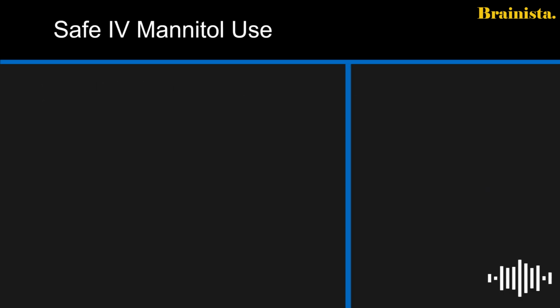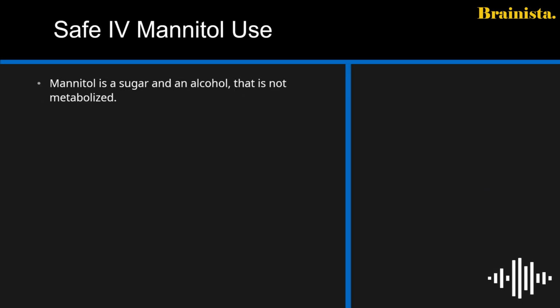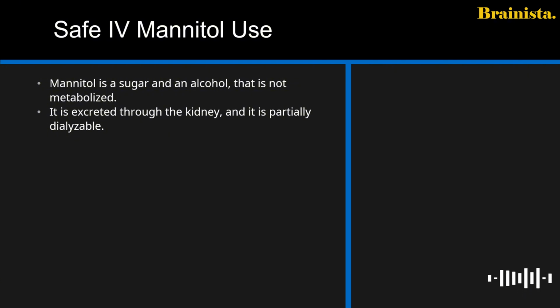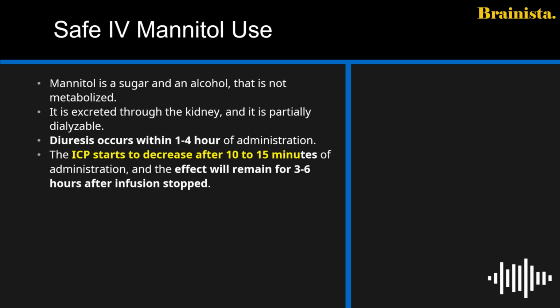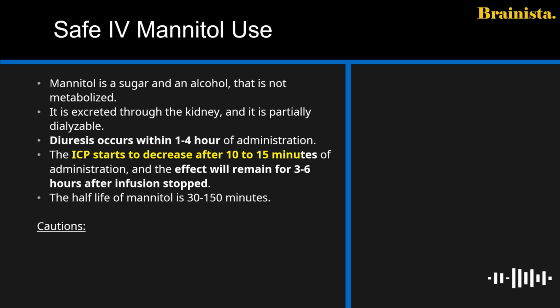Mannitol is a sugar in an alcohol that is not metabolized. It is excreted through the kidney, and it is partially dialysable. Diuresis occurs within 1 to 4 hours of administration. The ICP starts to decrease after 10 to 15 minutes of administration, and the effect will remain for 3 to 6 hours after infusion stopped. The half-life of mannitol is 30 to 150 minutes.